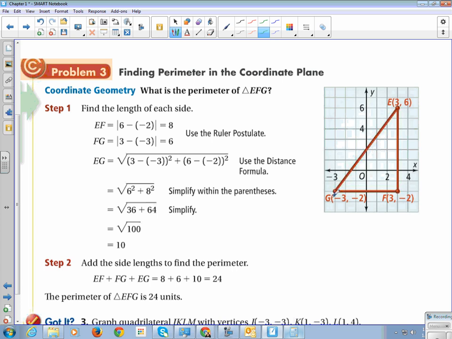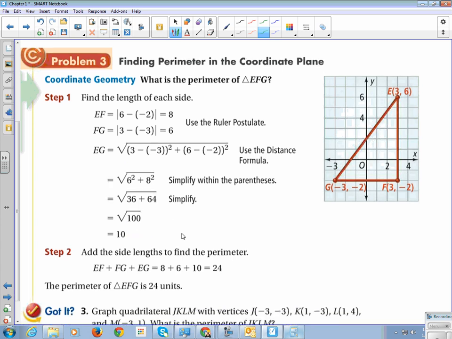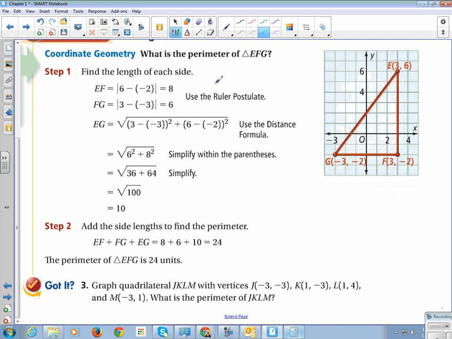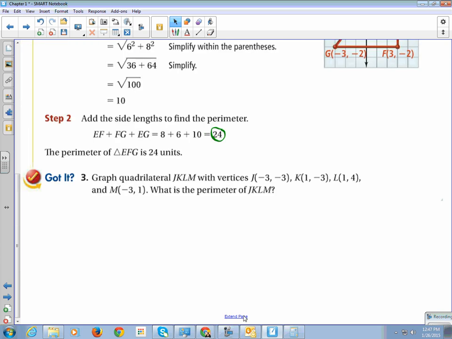The difference between F and G is 3 minus -3, which is 6. And then the distance between E and G, we have to use the distance formula, we find is 10. So we're going to add all those lengths together, 8, 6, and 10, to find out that the perimeter is 24. All right, so let's do that for this problem.